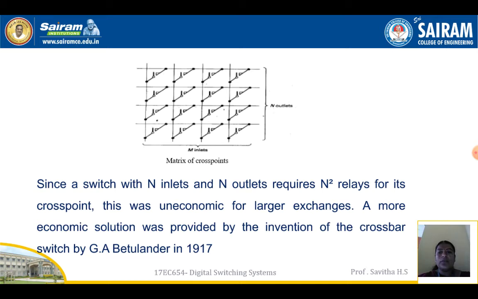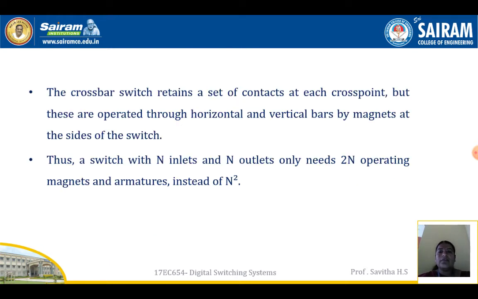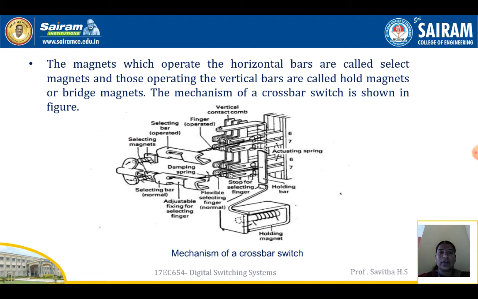A more economic solution was provided by the invention of the crossbar switch by G. A. Betulander in 1917. The crossbar switch retains a set of contacts at each cross point, but these are operated through horizontal and vertical bars by magnets at the sides of the switch. Thus, a switch with n inlets and n outlets only needs 2n operating magnets and armatures instead of n squared.